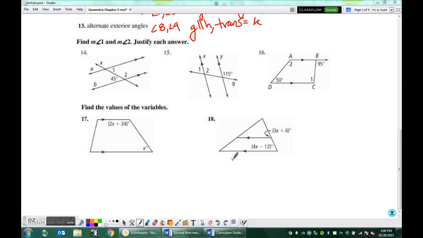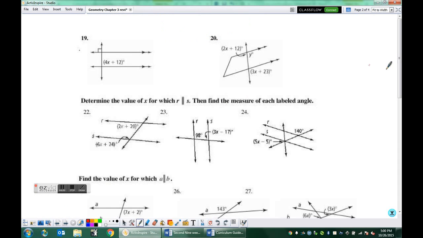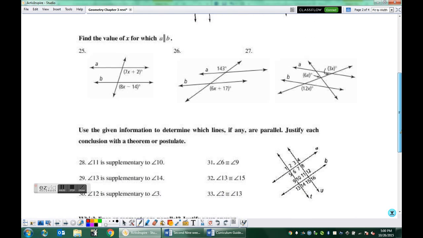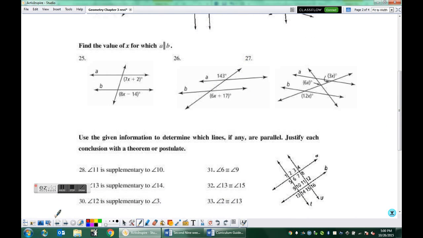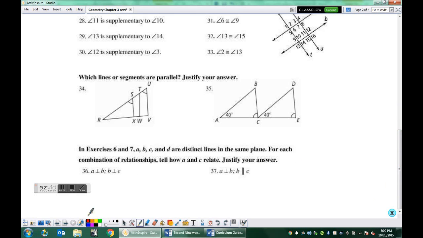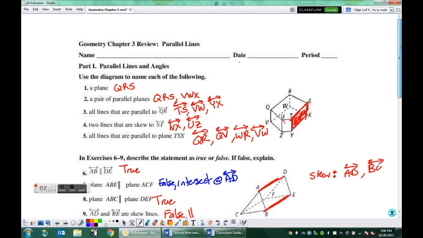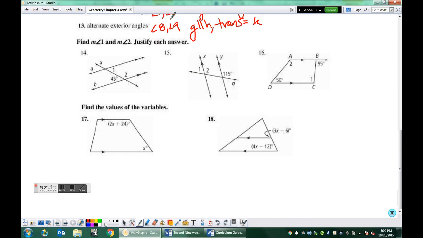I'm going to continue with the test review. If you're looking for an explanation on 1 through 13, go back and look at that first video, because I'm going to start with 14 here. We're going to go all the way to number 27. Then the next video will continue on 28 through 37, then the video after that, the proofs, and the last video on the slope stuff.